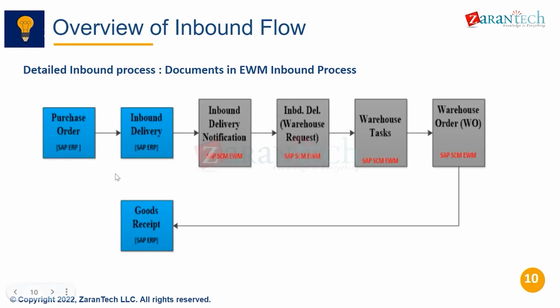Now you can see in the ERP the purchase order, then the second document is the inbound delivery. In the EWM system, you can see the same. Then the inbound delivery notification is created. Then this inbound delivery document, which is called the warehouse request document, is created. Then to perform the internal processes, the warehouse task is created for any activities which you are going to do in the warehouse.